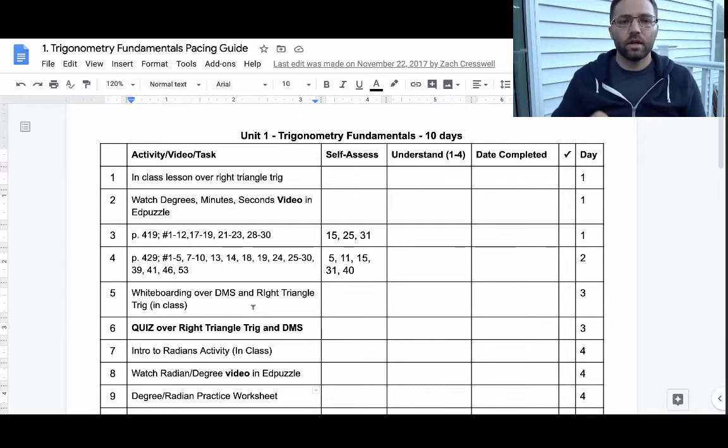A little bit more about this sheet. You see the task. This is just a counter on the left. Those numbers don't mean a lot, except that if you're in class, you could say, everyone look at item number 4, and that's easier than saying page 429 and all the numbers.